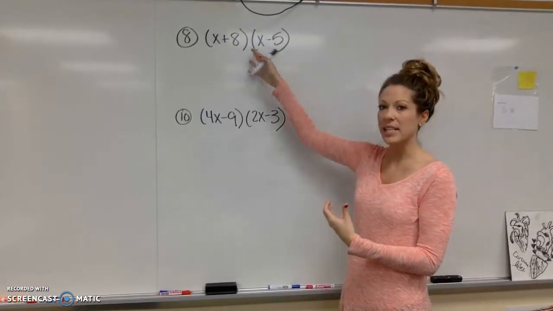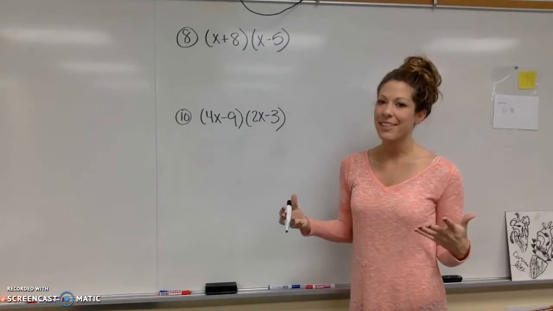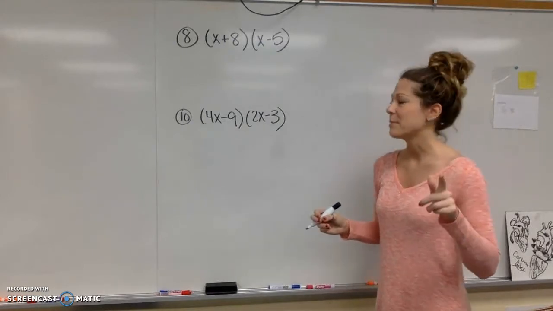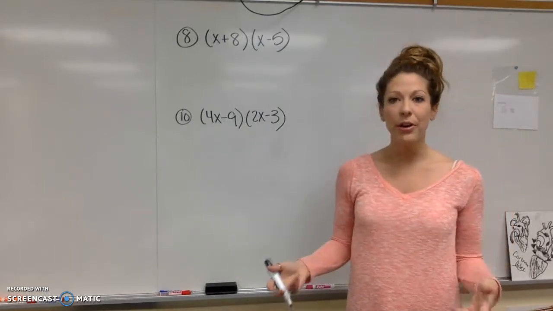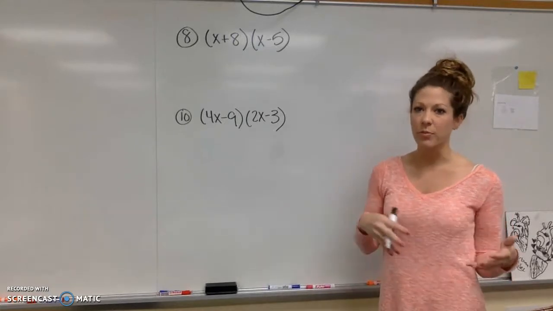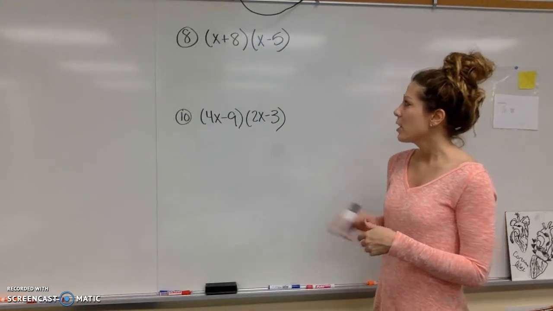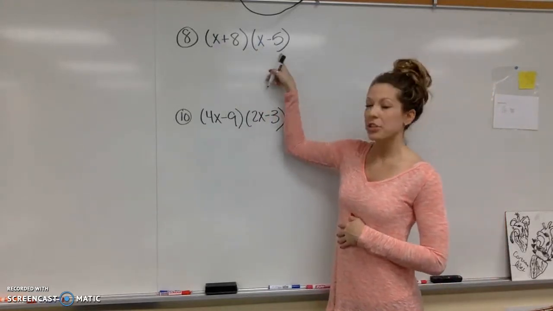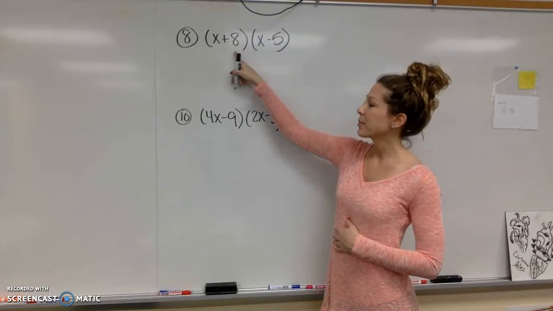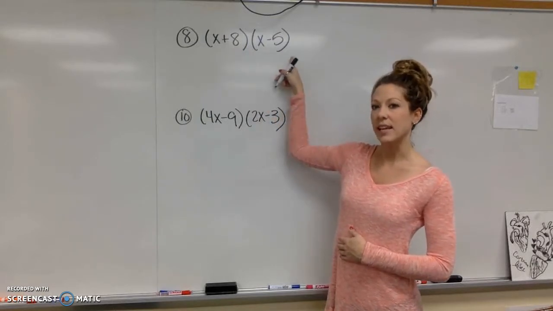When there's nothing there, that's multiplication. And when it's multiplication, we use what's called FOIL, or that's basically just the distributive property, but we have to use it more than once. So for number 8, we're going to distribute the x to both terms in the second set of parentheses, and then we're going to distribute the 8 to both terms in the second parentheses.